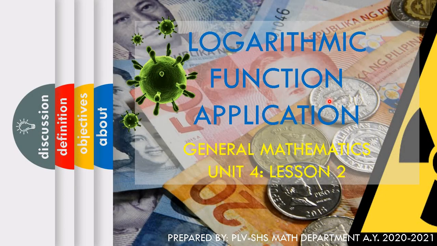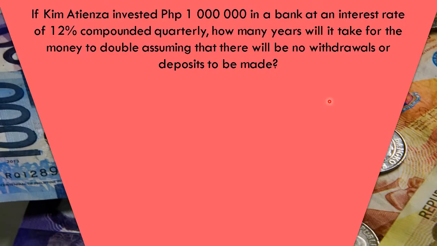So next one is the application of logarithmic function. So in the application of the logarithmic function, we will just discuss how we are going to find the time, if the time is missing. Okay, so for example, if Kim Atienza invested 1 million in a bank at an interest rate of 12% compounded quarterly, how many years will it take for the money to double, assuming that there will be no withdrawals or deposits to be made? So we have A equals principal times 1 plus rate over n raised to nt.